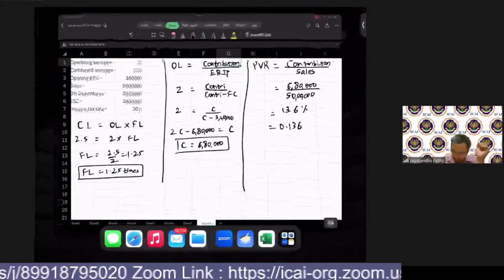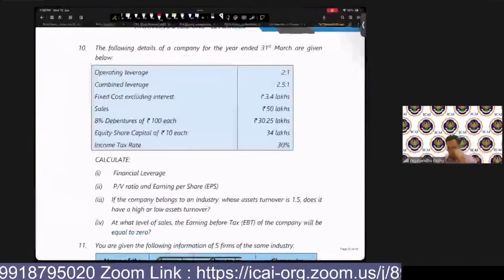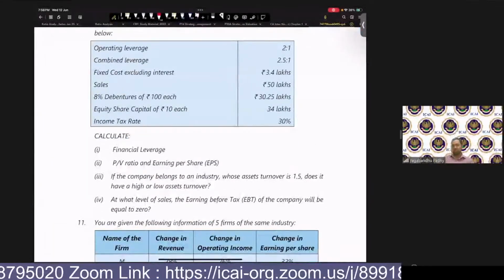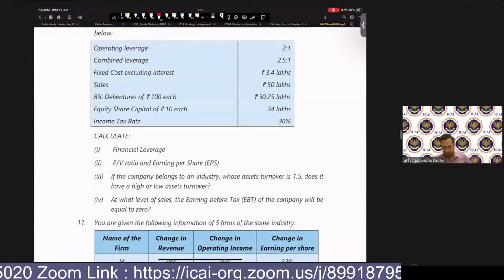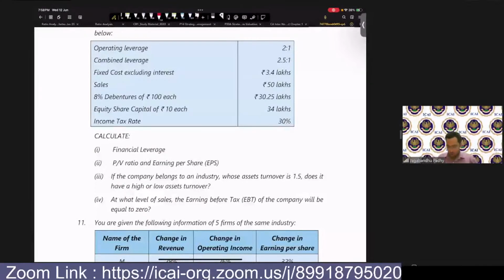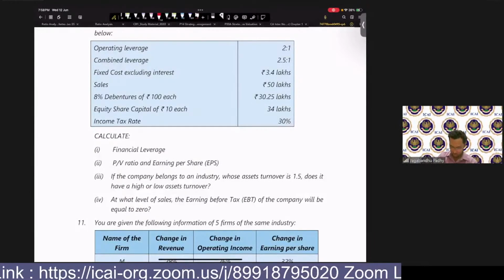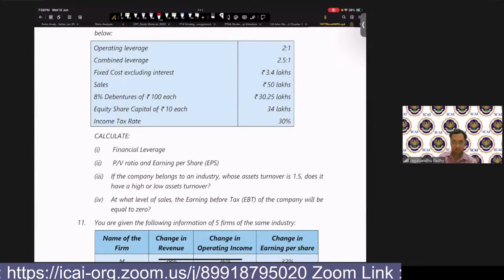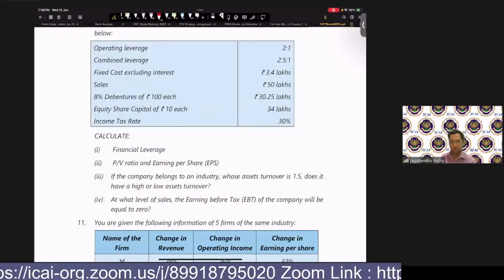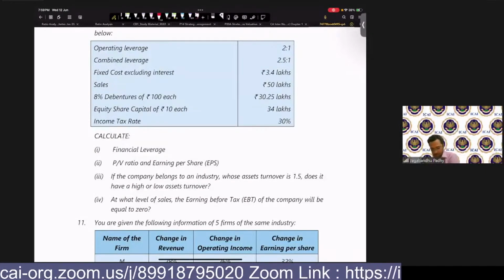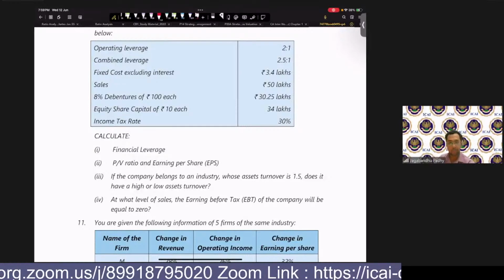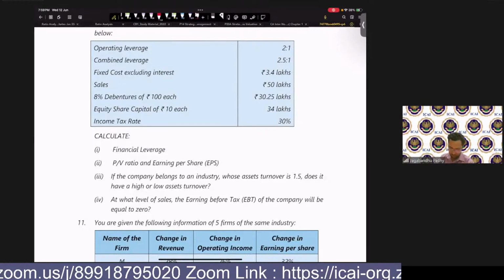Okay. Next part is: the company belongs to an industry whose assets turnover is 1.5. Does it have a high or low assets turnover? They also ask at what level of sales your EBT is going to be reduced to zero. Okay, so the PV ratio is done.